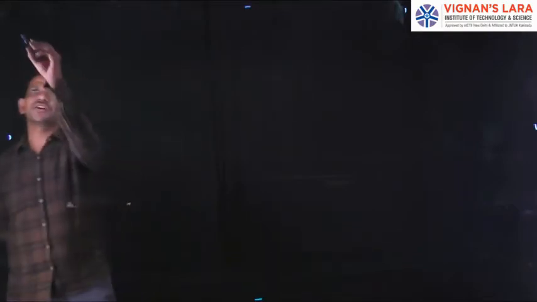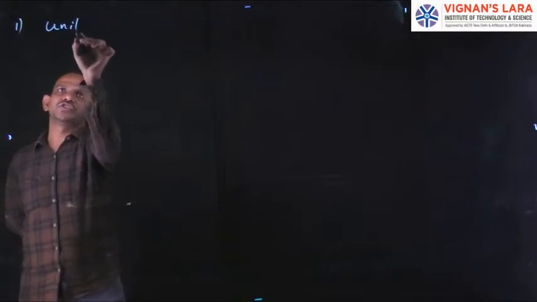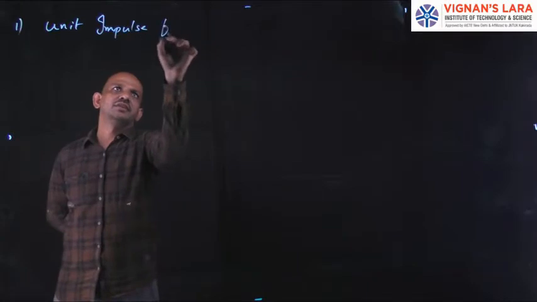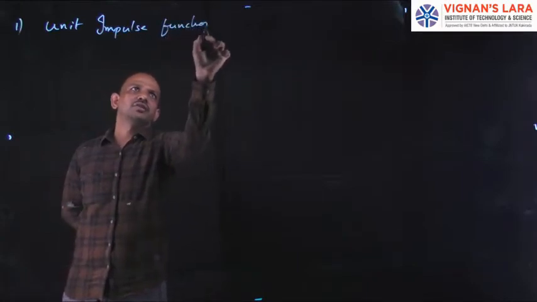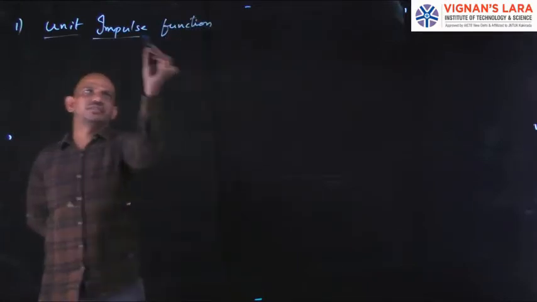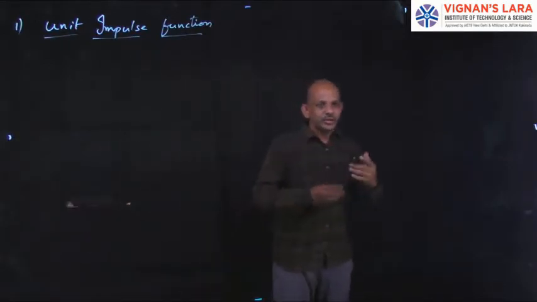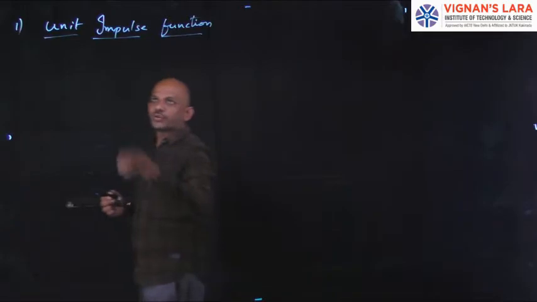In that, the first one is the unit impulse function. So for this unit impulse function, we have to find out the Fourier transform. To find out the Fourier transform, first we have to know what is an impulse function.